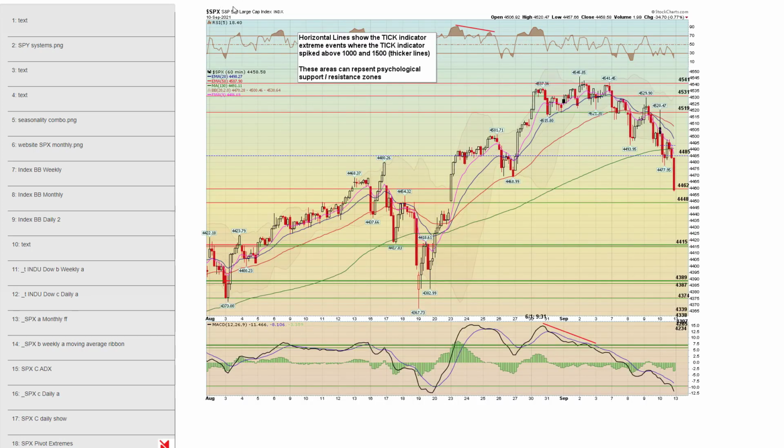Chart number 18, here's the 60-minute view of the S&P. These horizontal lines, they're very good support resistance guides. They're where the NYSE tick indicator spikes over 1,000, and then the 1,500 areas, the thicker lines. So on Friday, we had a tick pivot show up at 45.19 as the tick spiked above 1,000 in the morning. Ended up finding resistance there.